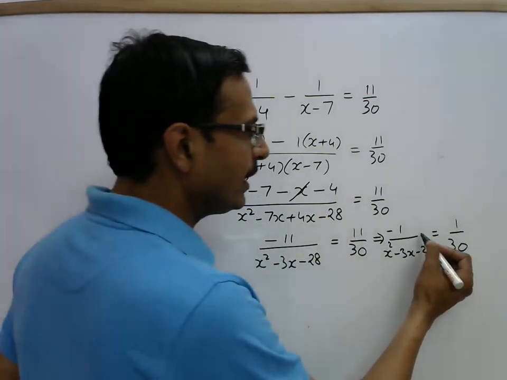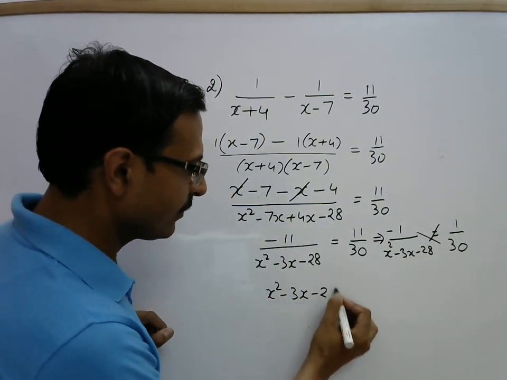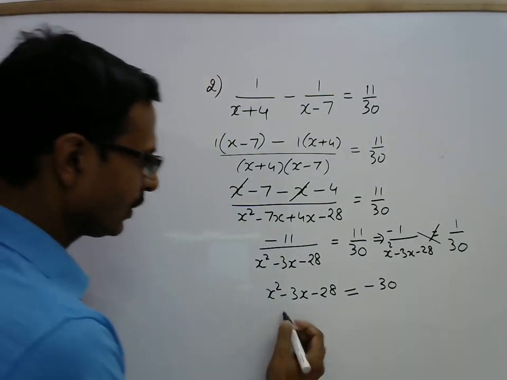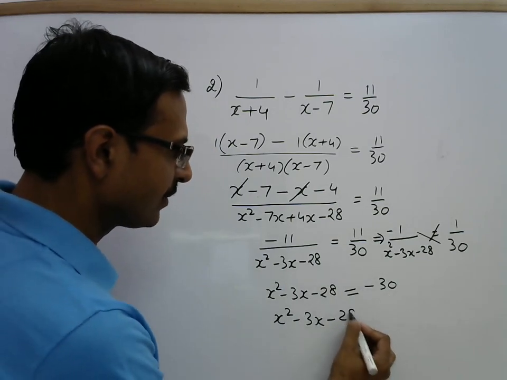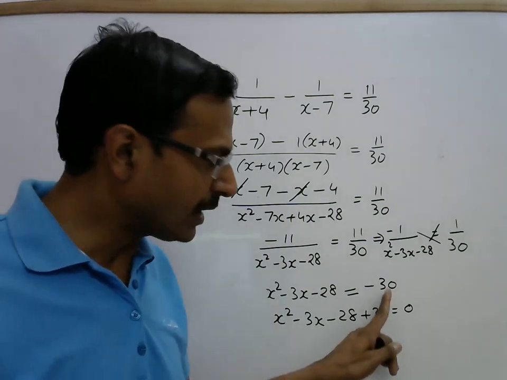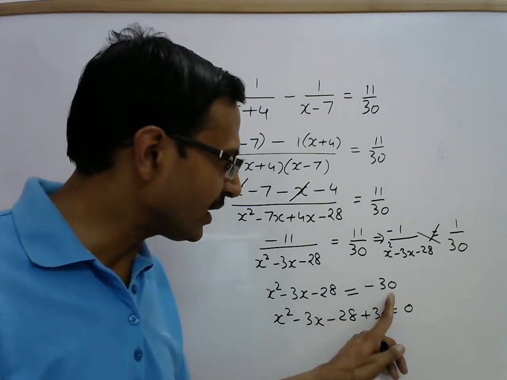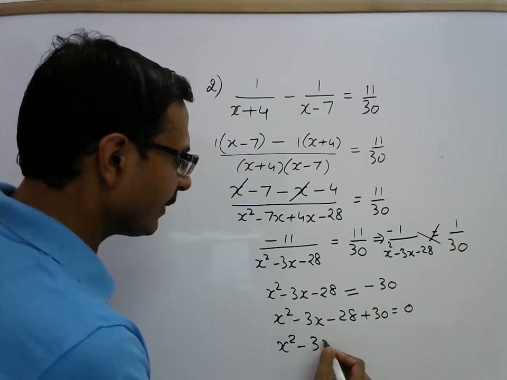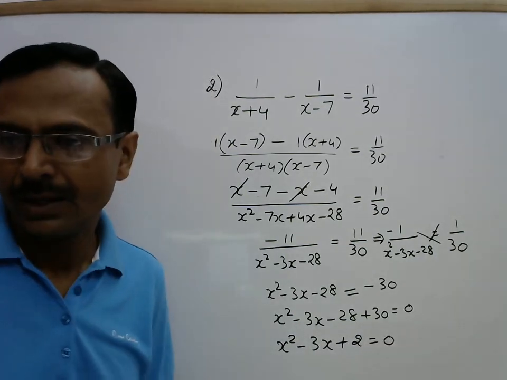And now cross multiply. So 1 into this is x square minus 3x minus 28 is equal to minus 1 into 30 is minus 30. X square minus 3x, and minus 30 comes this side, because in the RHS we need a 0. So in order to make the RHS 0, we have to bring all the terms from the RHS to the LHS. So negative 30 becomes plus 30, and here we have the quadratic form x square minus 3x plus 2 equal to 0.